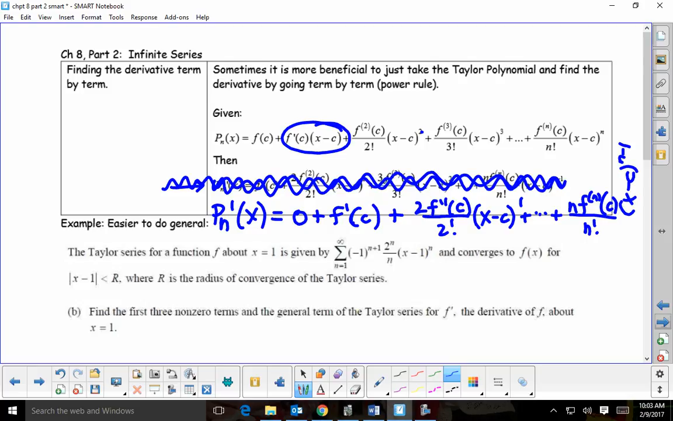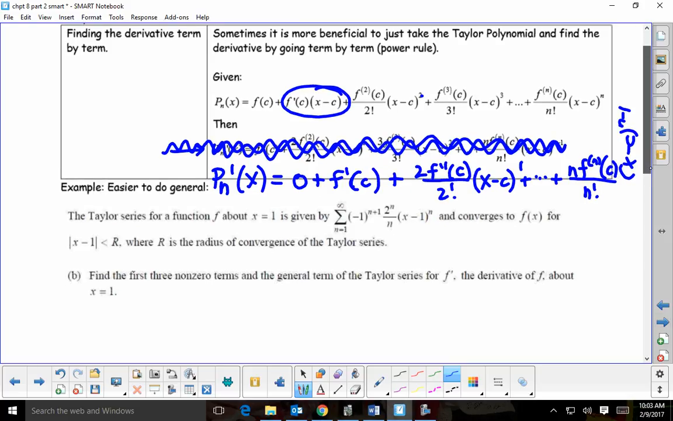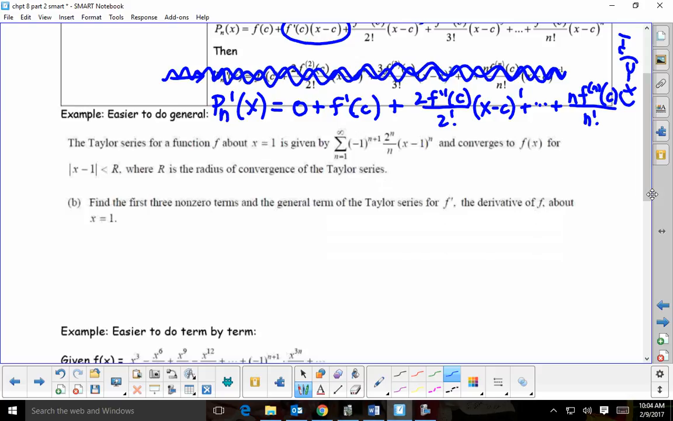So what this is saying basically is sometimes it's easier to go term by term to see what's happening. And sometimes it's easier if you just want to do the whole thing, like that whole series, what we just were doing. So I'm going to show you an example of when it's easier to do both cases.